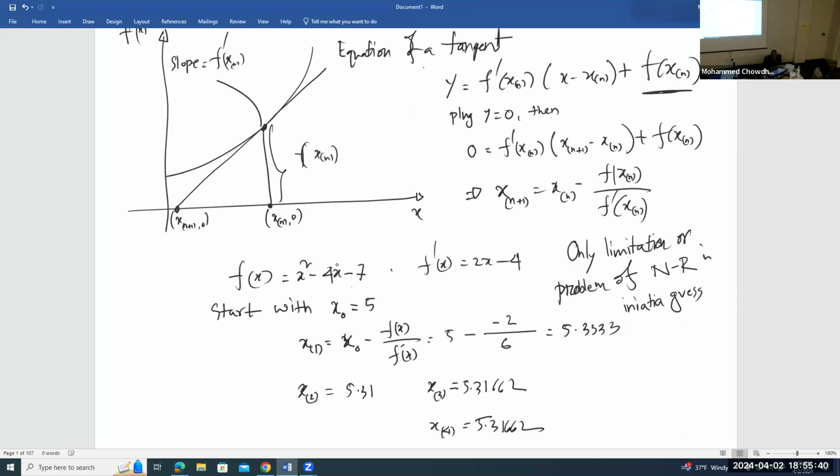If, instead of x equal to 5, I start with an initial guess of 500,000 or maybe negative 0.000001, then it will be a problem. So the Newton-Raphson method has only one problem: if your initial guess is very bad, then your result might not converge. You might not get the root of the equation or solution of the equation. Understand? Okay.